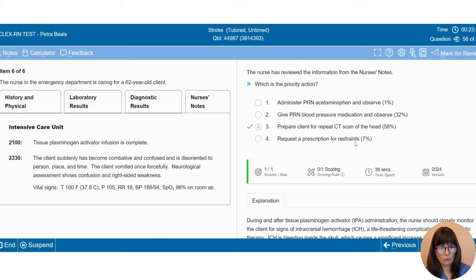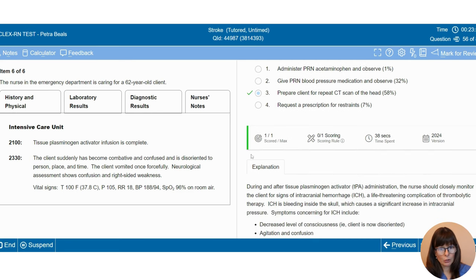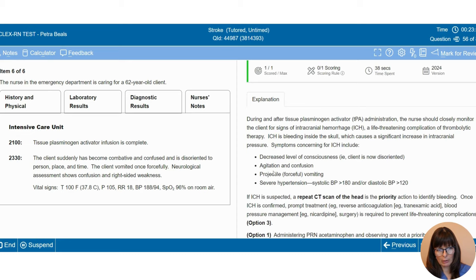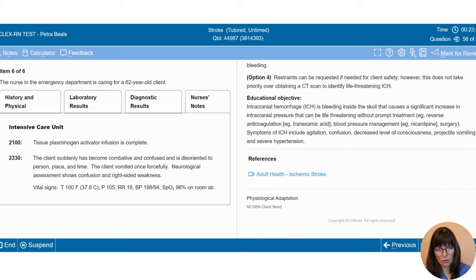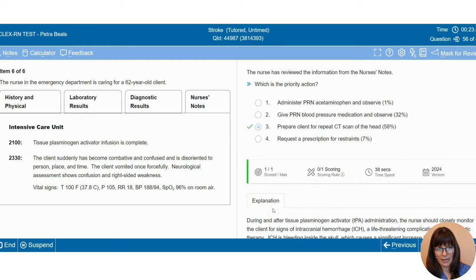Request a prescription for restraints. That is also not indicated, because when we restrain the patient, they might become more confused and combative, which in turn might elevate their blood pressure and even their intracranial pressure. As always on UWorld here, you have the explanation below for the correct and the incorrect answers. It also goes into the physiological adaptation of the NCSBN's client need category.